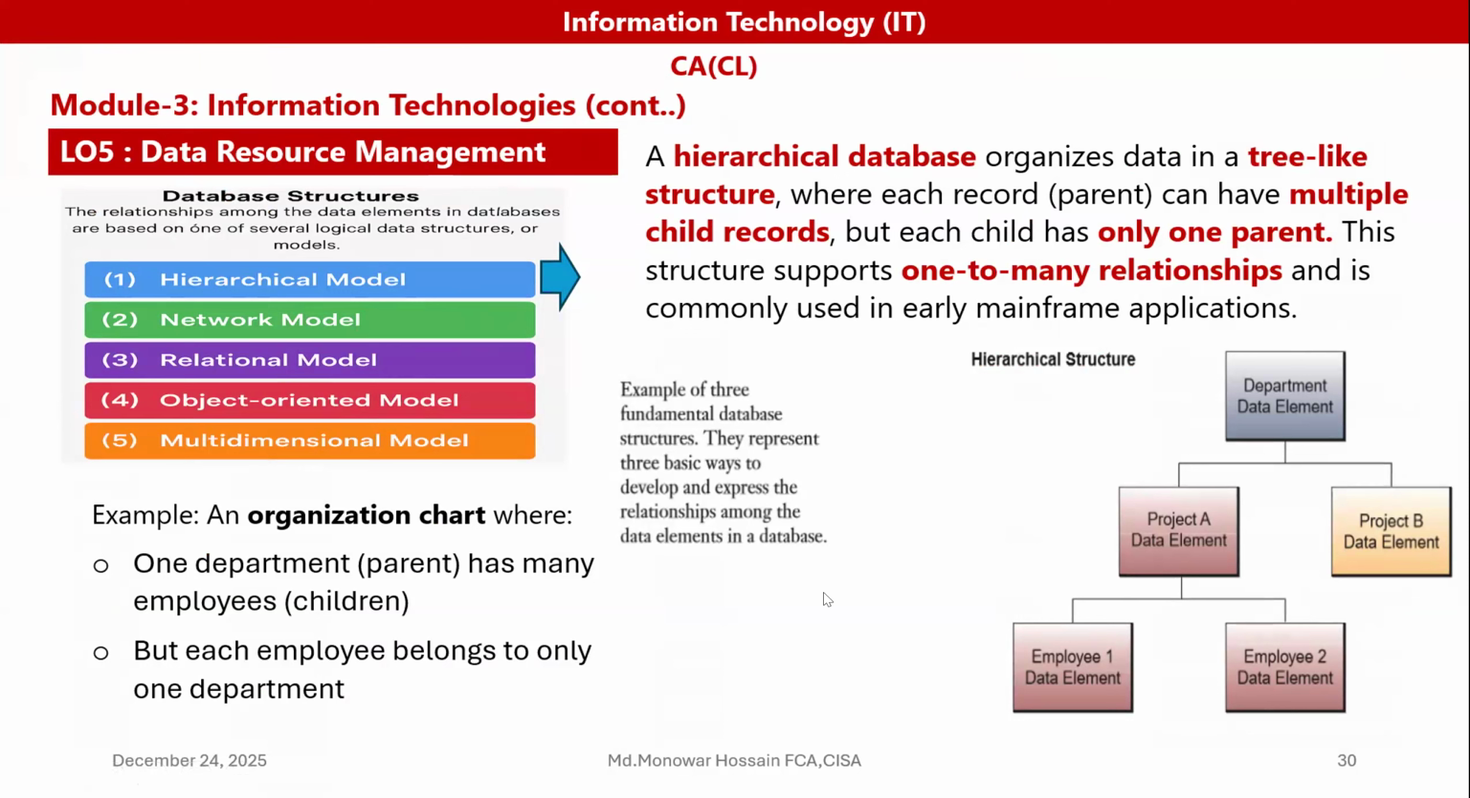hierarchical database, that means an organizational structure that organizes data in a tree-like structure. Look here, a department, and its relationships with others. Just like an organizational chart, there are levels: top level management, middle level management, first line management, etc. So under the CEO, there are different types of executives and also departments. One department, the parent department, has many employees. Here are the children. But each employee belongs to only one parent.